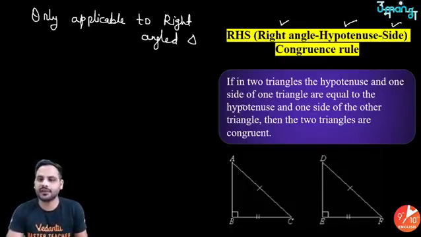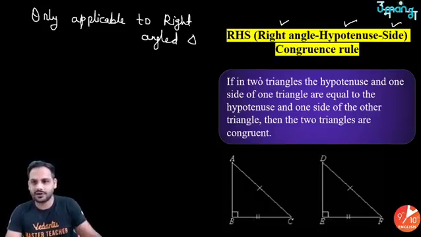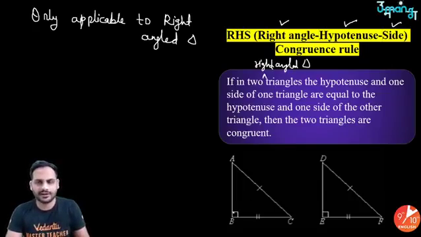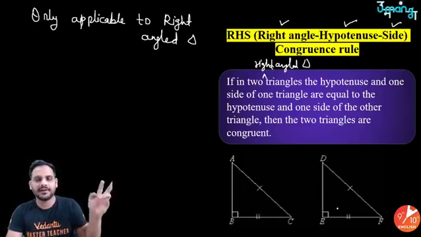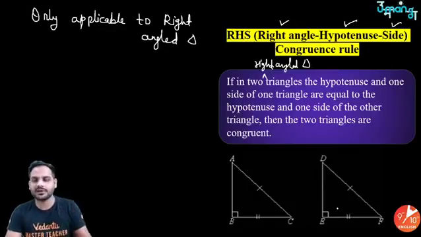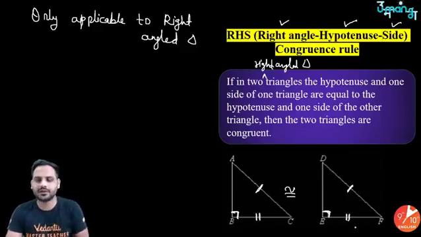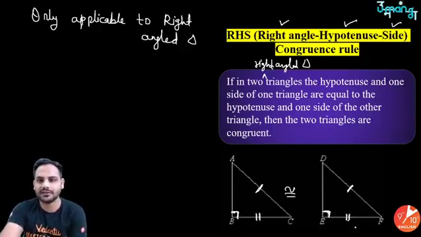So it says that in two triangles, if the hypotenuse and one side of one triangle are equal to the hypotenuse and one side of the other, into right angle triangles, as simple as that. If there are two right angle triangles, with 90 degrees common, and if hypotenuse is equal, and out of these two, AB and BC or DE and EF, any two sides are equal to each other, I will say they will be congruent. So right angle, this is your right angle, this is your hypotenuse, and this is the side. So if they are equal, I can say the two triangles will be congruent to each other.